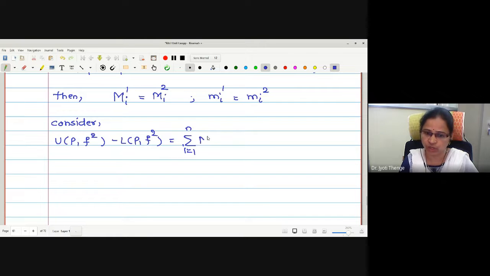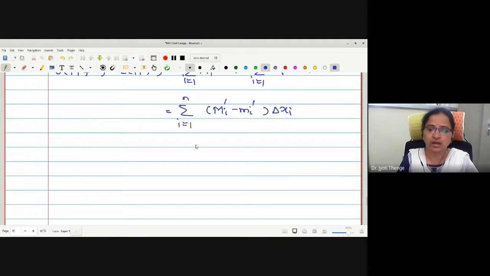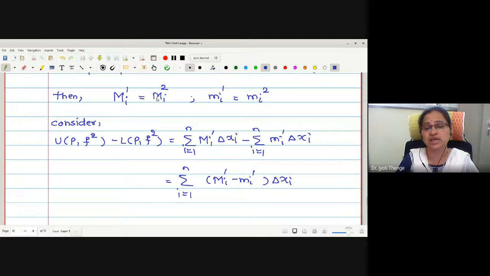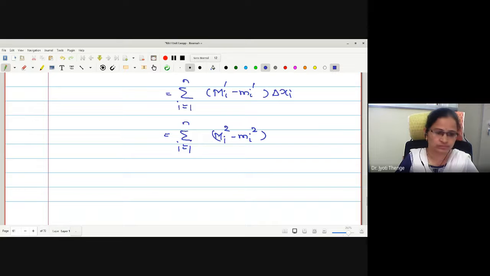Let me write the definition. Summation i equals 1 to n Mi dash delta xi minus summation i equals 1 to n small mi dash delta xi. Let me combine the summation and take delta xi common. Therefore, this is capital Mi dash minus small mi dash, times delta xi. Now, we have already written the relation Mi dash is Mi square, small mi dash is small mi square. Let me write this relation also. I may write this as Mi square minus mi square.